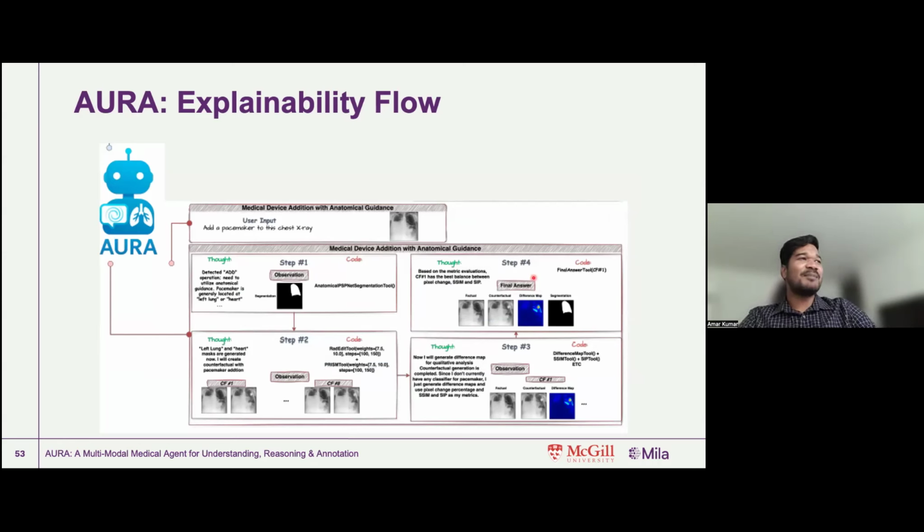Another example was given here: add a pacemaker to the chest. So far we were just looking at removal of devices. Here is an example which could be used more for study or stress testing. What if you want to add something to the image? And again, the thought process is shown here.